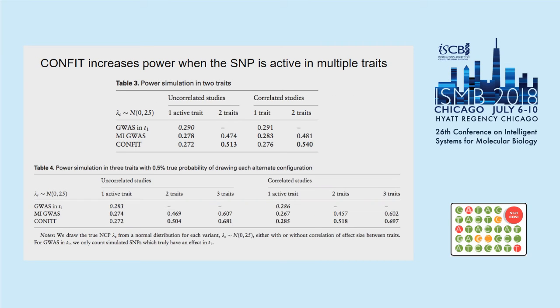We find that compared to MI-GWAS, our method increases power when the SNP is active in multiple traits, including the scenario where the SNP is only active in a subset of the traits. For example, when we did simulations in 3 traits, even when the effect is only present in 2 out of 3 traits, CONFIT still increases power. Another thing to note is that CONFIT still managed to recover the majority of SNPs found by MI-GWAS. So the power is comparable when there's only 1 true active trait, but we increase power when there's activity in multiple traits.